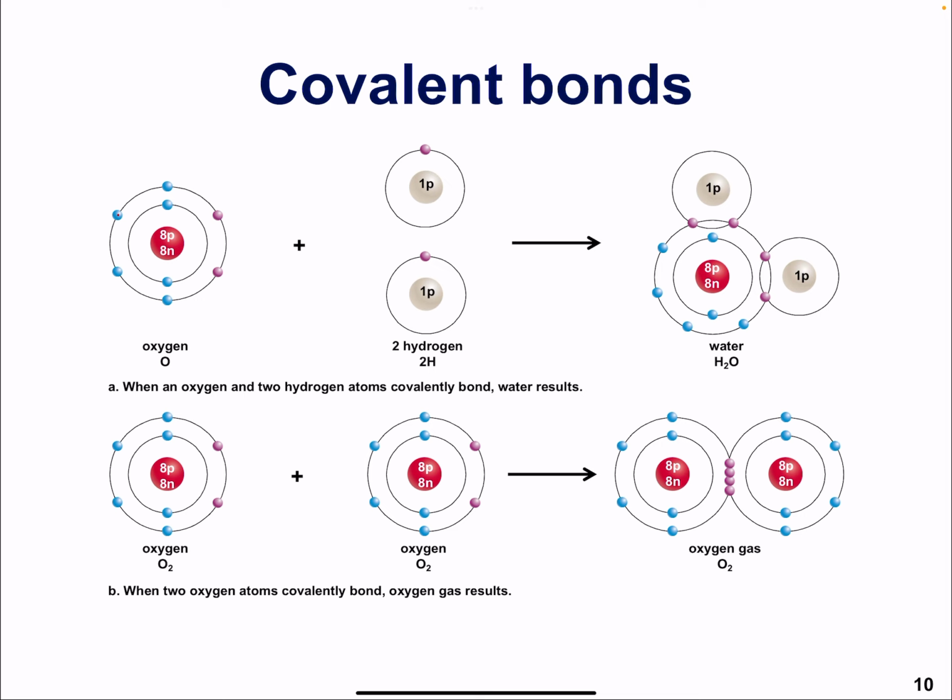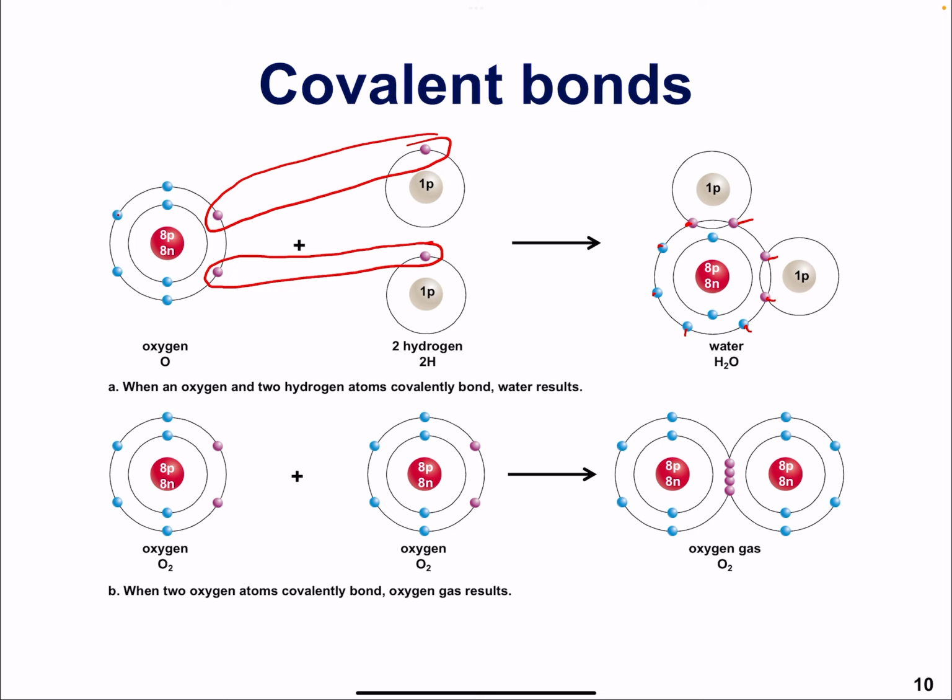Because of that, oxygen will mingle with hydrogen to hopefully become stable by filling their outermost electron shell. When they come together in H2O, a water molecule, the oxygen is now stable because it now has 1, 2, 3, 4, 5, 6, 7, 8. So that electron shell is stable.